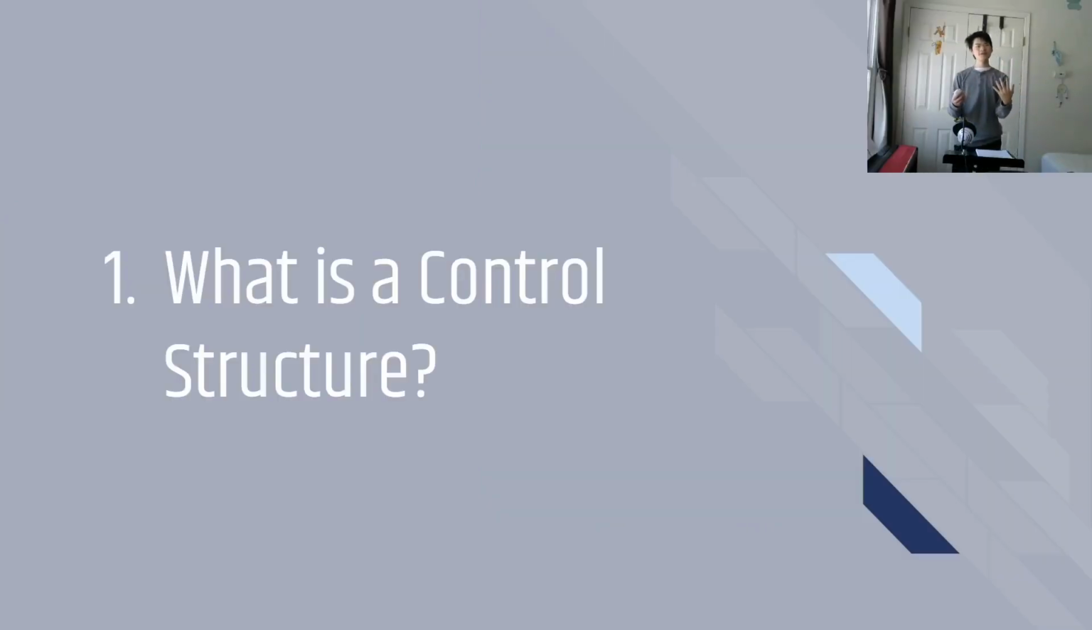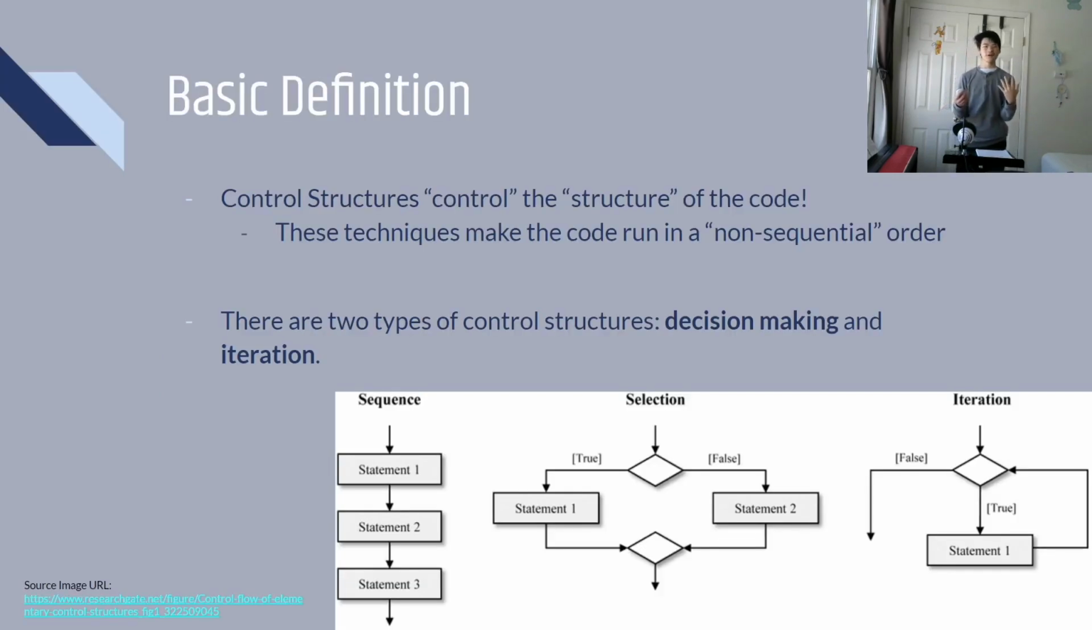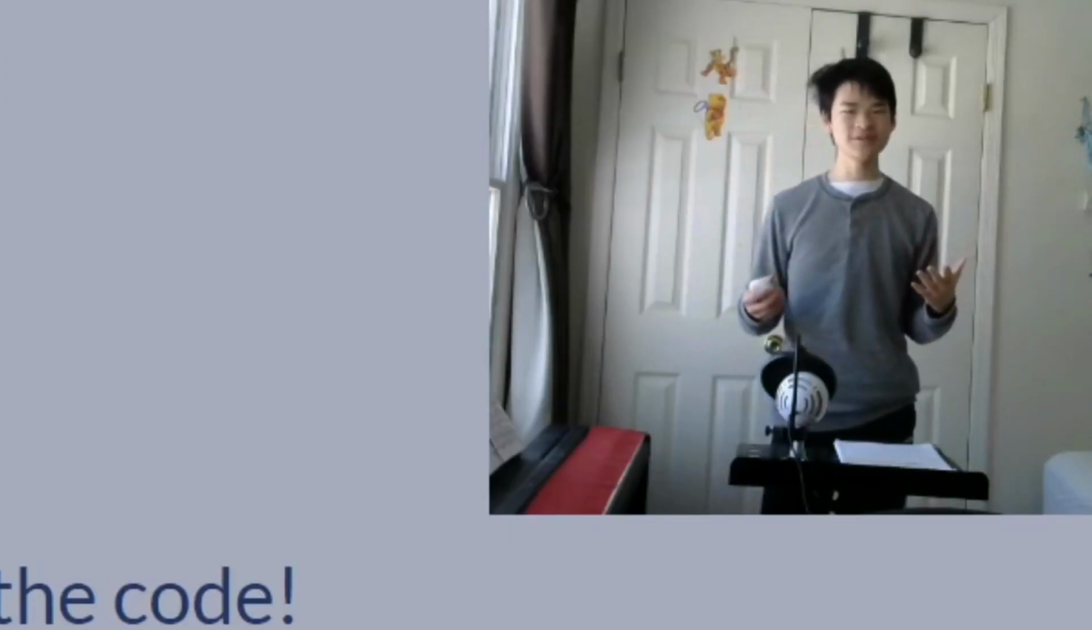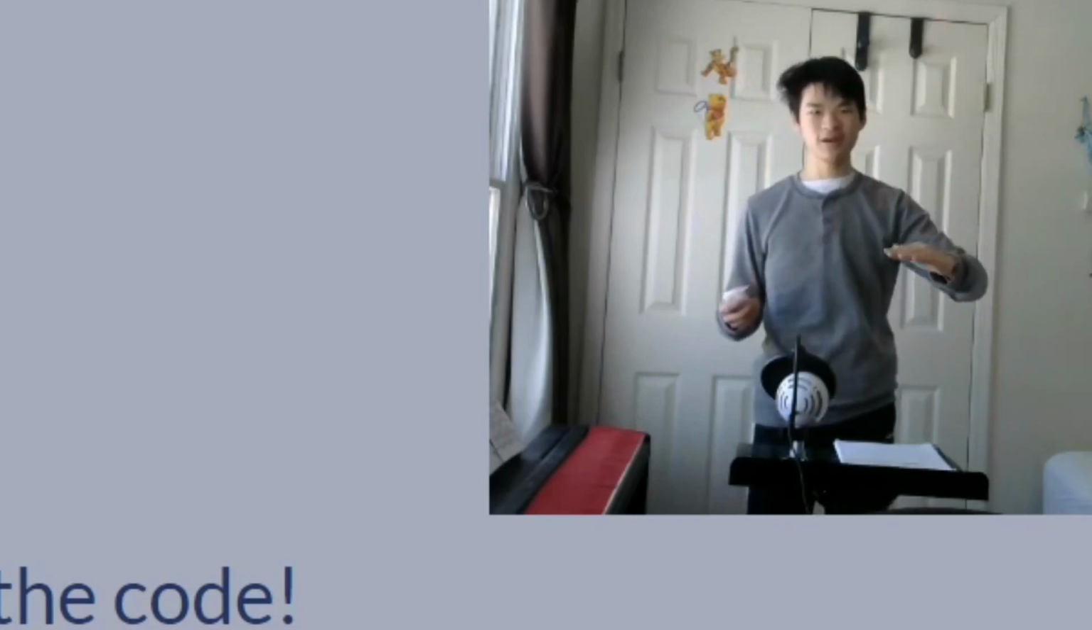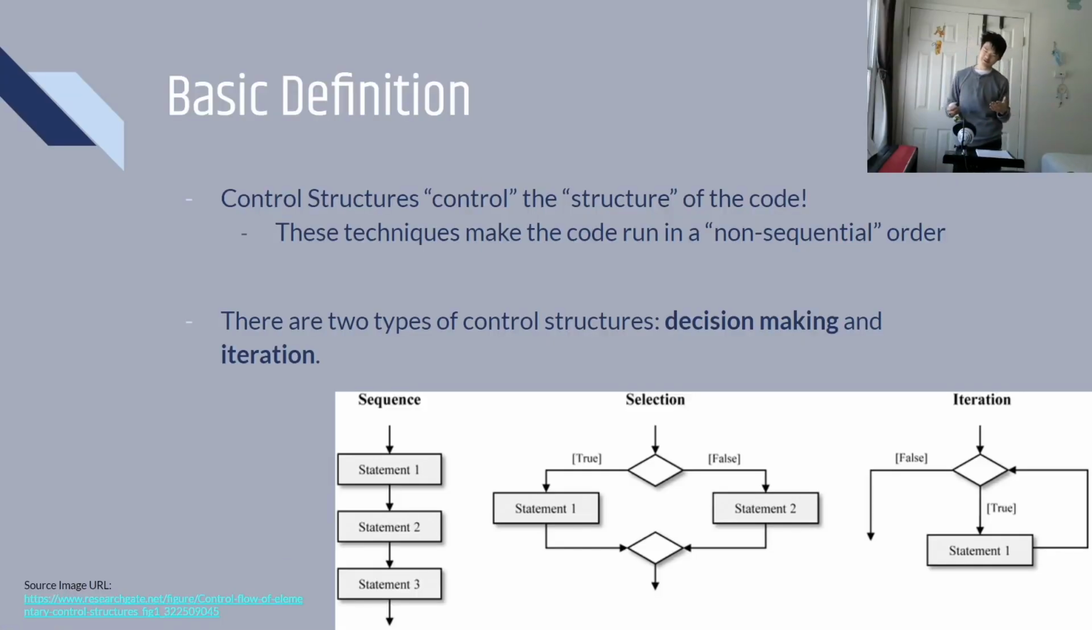So, first of all, what is a control structure? Well, a control structure is exactly what it sounds like. It controls the structure of the code. So these techniques make the code run in a non-sequential order. So what does that mean? Well, code usually runs from top to bottom. But what control structures do is they alter the order of the code, or they can make code iterate several times. There are two types of control structures: decision-making control structures, such as if statements, and iteration, which is loops.